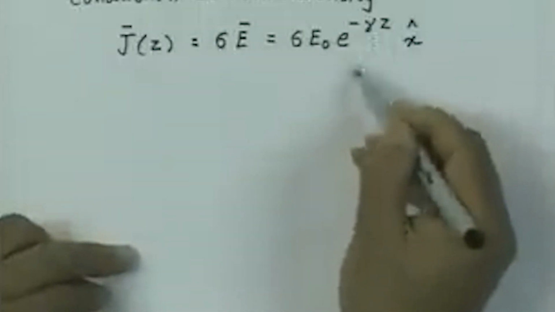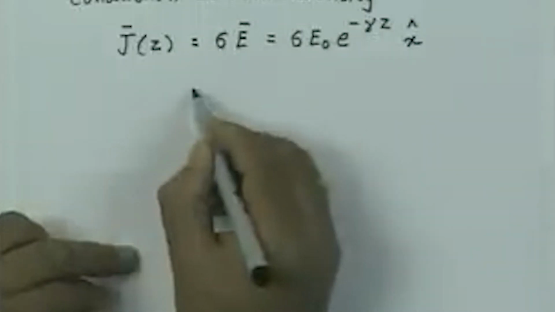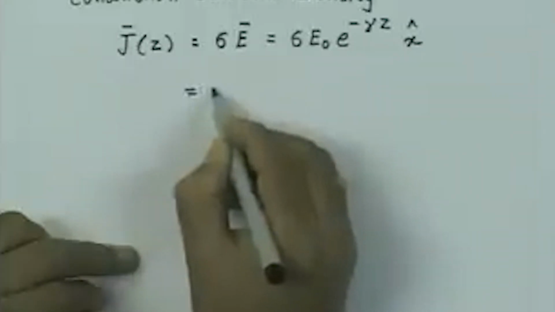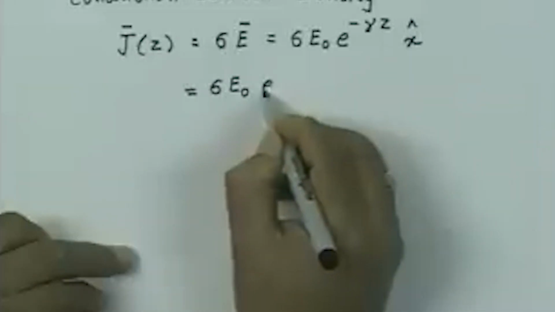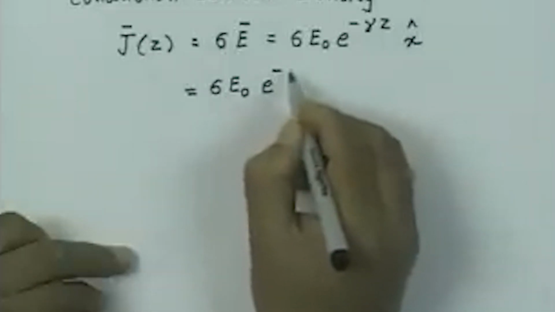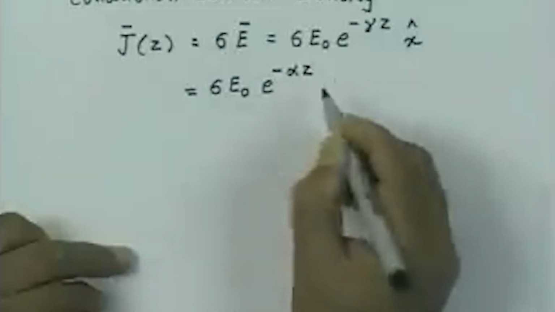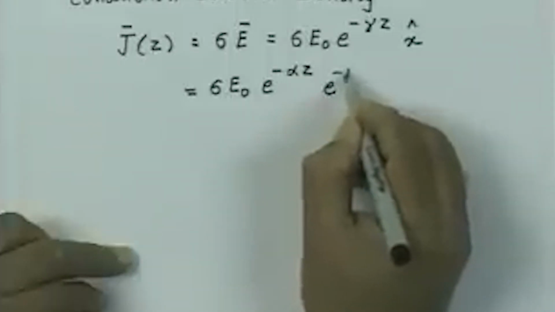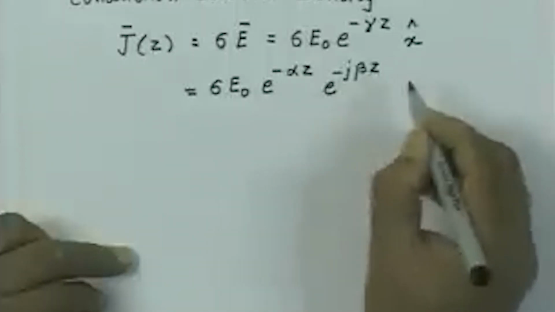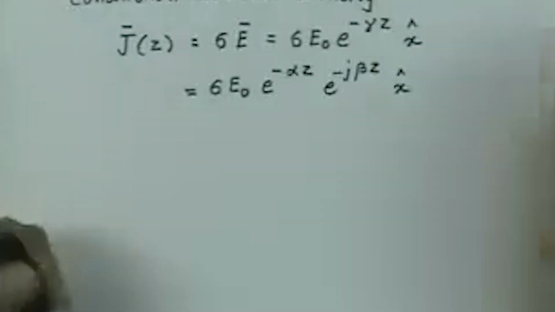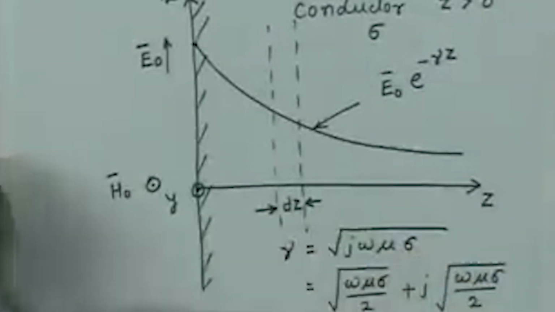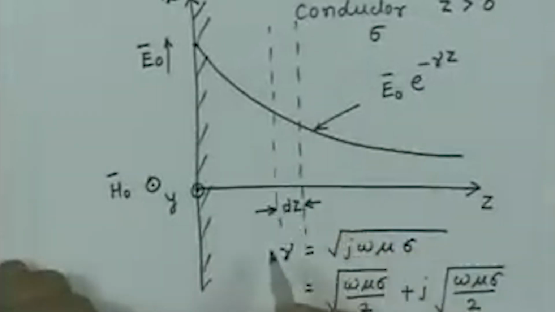I can separate out the real and imaginary part of that to write alpha and beta. So, this I can also write as sigma E0 e to the power minus alpha z e to the power minus j beta z and unit vector x. So, now I know the conduction current density at this location Z.